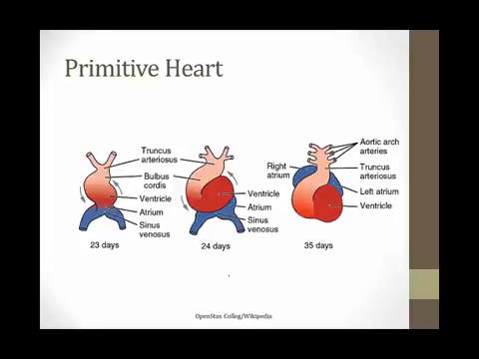Now, at the same time that the heart is folding, inside of the heart, walls are being built. Walls between the left and right ventricles, walls between the left and right atria, and even a wall that separates the pulmonary artery from the aorta. So in the next few slides, we're going to talk about how all of those walls form while the heart is folding, like is shown on the screen here.